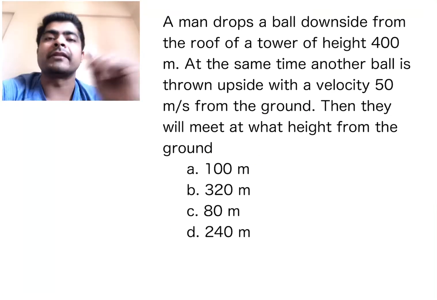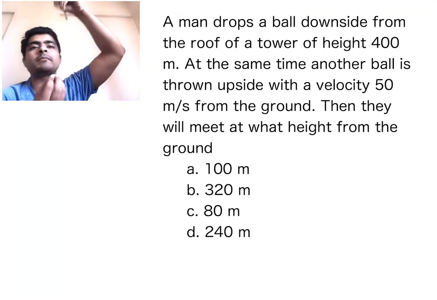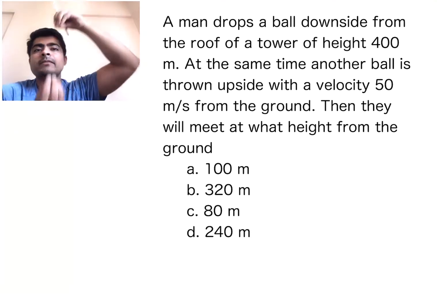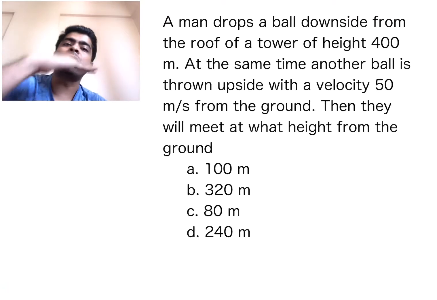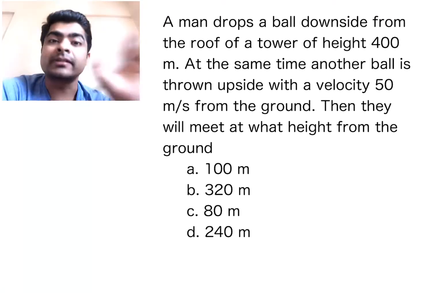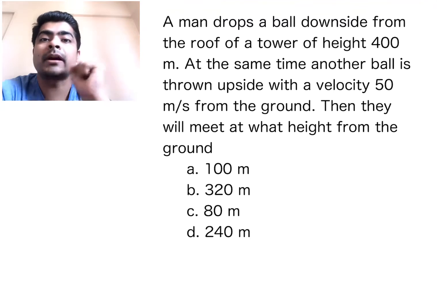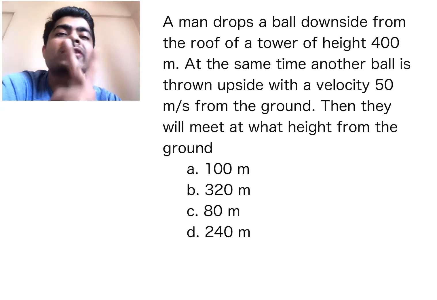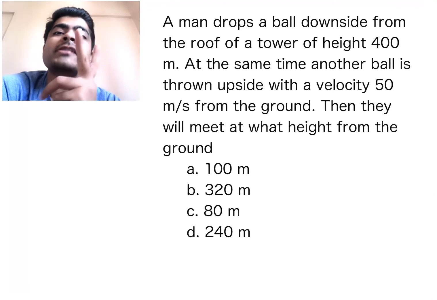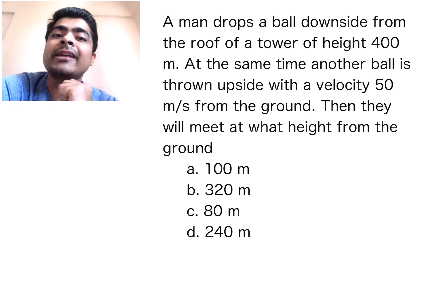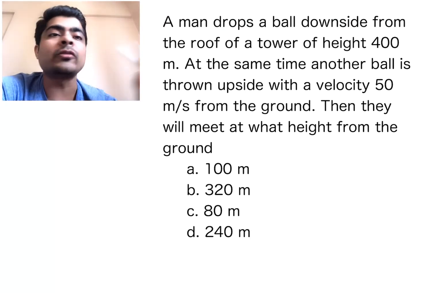Four options are given. So one ball is thrown upward, another ball is released from the top of a tower. They will meet somewhere in between, so we have to find at what height they will meet. Okay, pause this video now, try to solve this yourself and mark your answer. Okay, let's continue. I will solve this question with two methods. The first method will use the conventional equations of motion. The second method will involve relative motion.